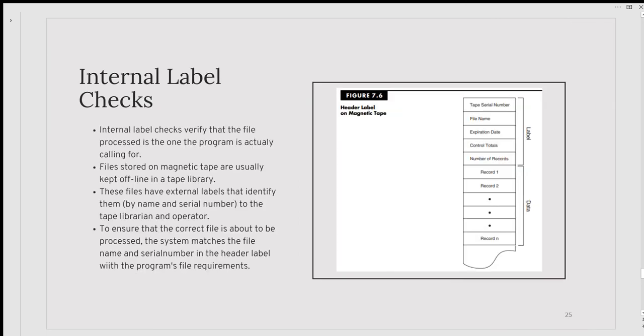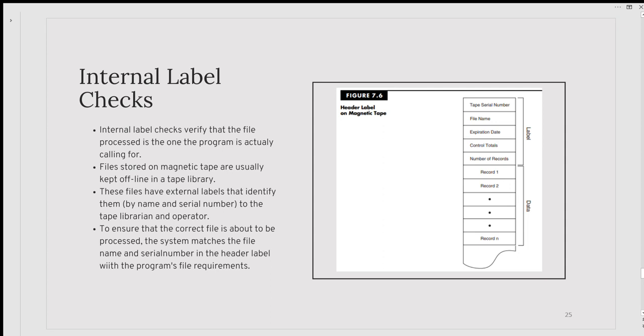Internal label check. Internal label checks verify that the file process is the one the program is actually calling for. Files stored on magnetic tapes are usually kept offline in a tape library. These files have external labels that identify them to the tape librarian and operator. To ensure that the correct file is about to be processed, the system matches the file name and serial number in the header label with the program's file requirements.